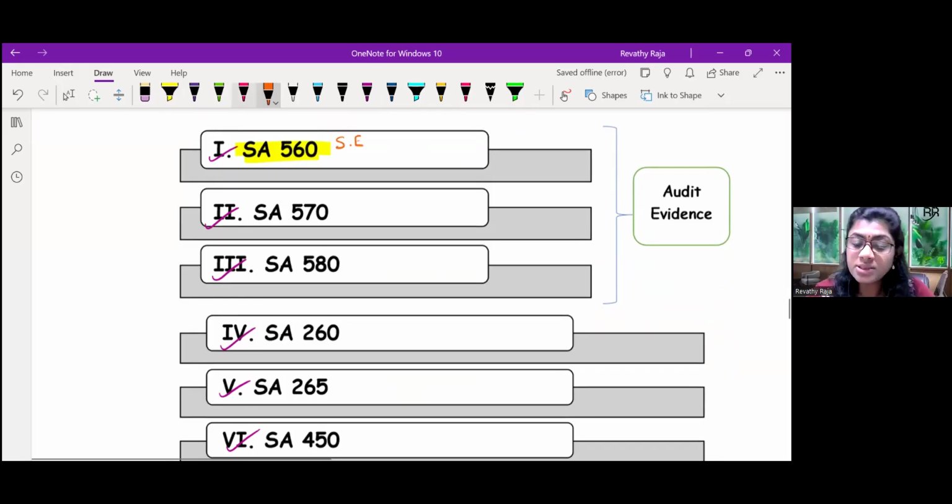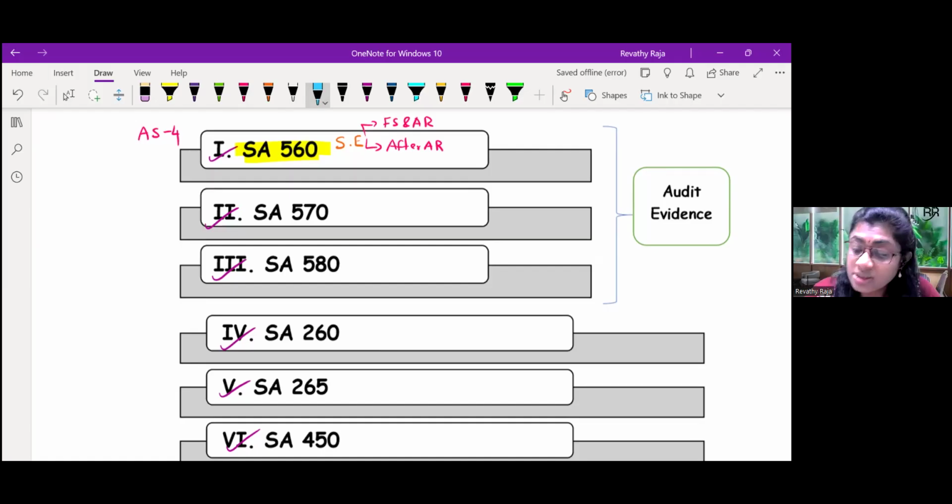When you hear subsequent events, we have to connect it with AS 4. As per AS 4, we have events occurring after balance sheet date, adjusting, non-adjusting. Here, it is subsequent events. What is subsequent events? Any events which happen after the FS date and audit report date. Not only that, it also includes the facts that become known after which date? After audit report date also.